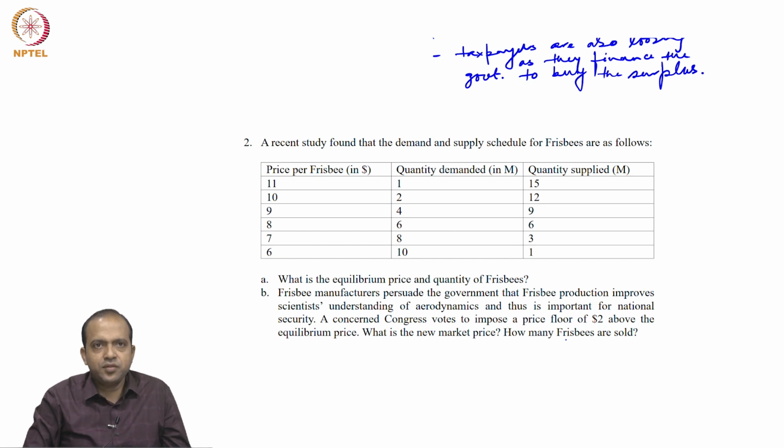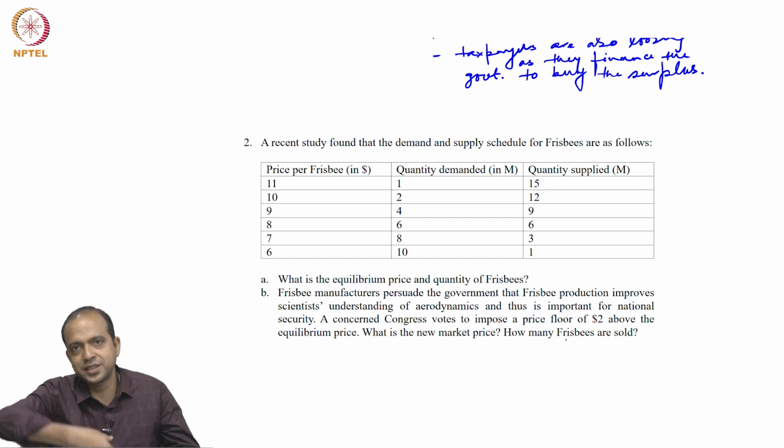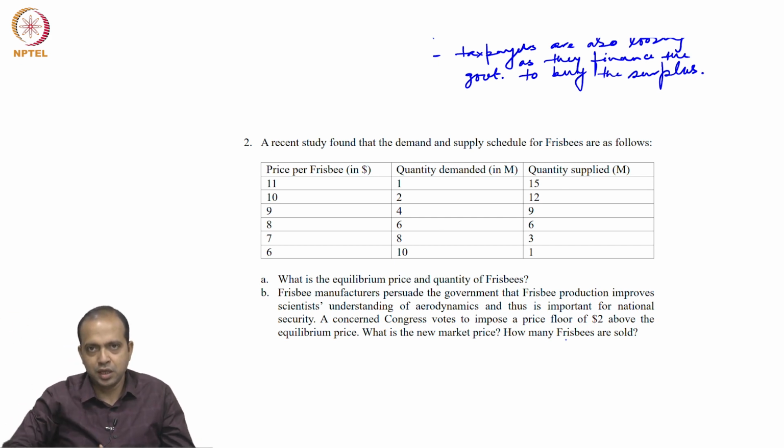A recent study found that the demand and supply schedule for Frisbees are as follows. Frisbees, as you know, are a kind of disc that we throw. It is used for some kinds of games and sports purposes. Frisbees have another application, to understand aerodynamics. So, when you are throwing the frisbee, it tells us about the aerodynamics in that particular place.